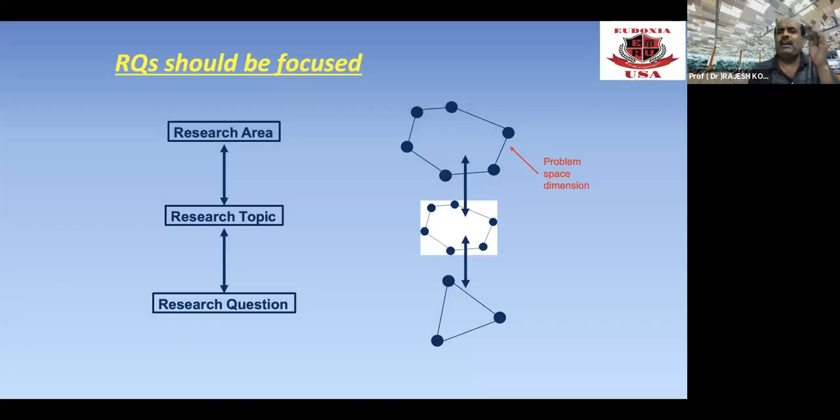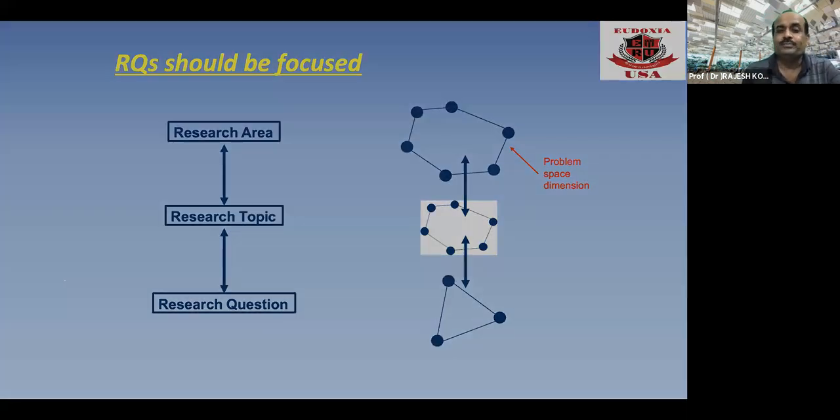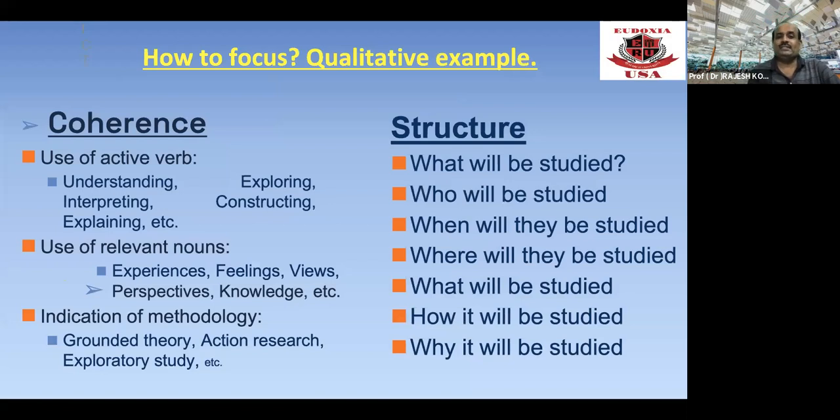So it must be very focused from the research area, then select the topic, then frame the research question. When you are focusing, especially in a qualitative way, it must have coherence. You can use it for understanding, exploring, interpreting, constructing and explaining. Use relevant nouns like experiences, feelings, views, perceptions and knowledge.